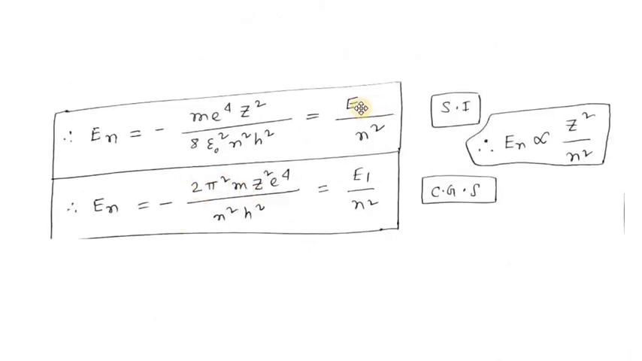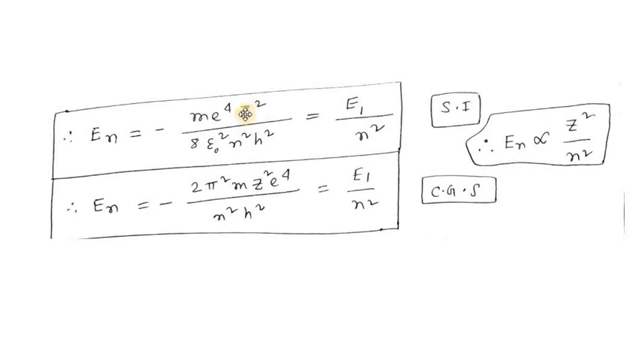Remember, in this video I am using Z equals 1, which implies the hydrogen atom. So for hydrogen atom, Z equals 1. Putting or ignoring the Z value, both are the same because Z equals 1. So the only variable is n square, for hydrogen atom only. So for CGS and SI, this is true only for the hydrogen atom.